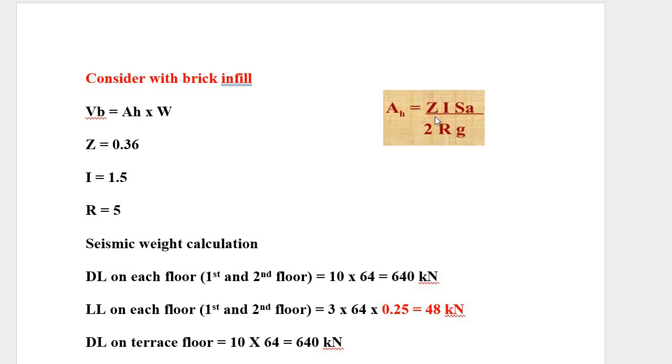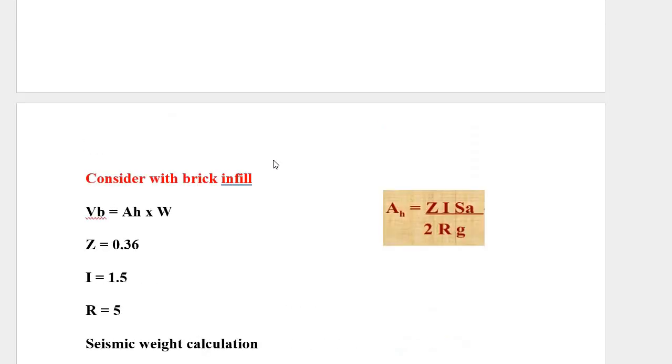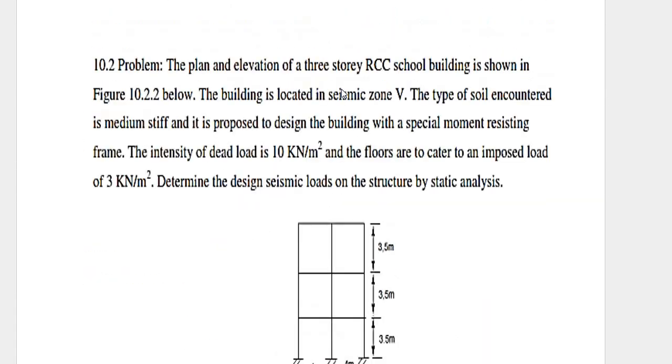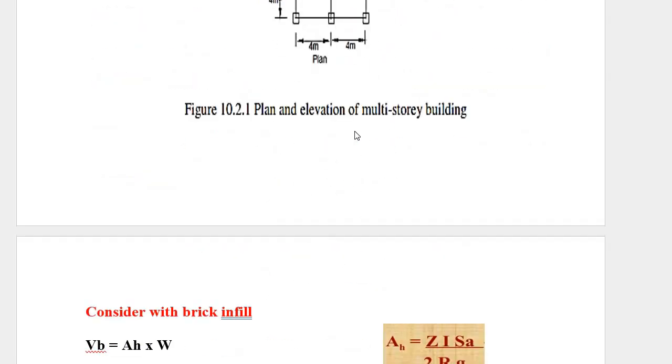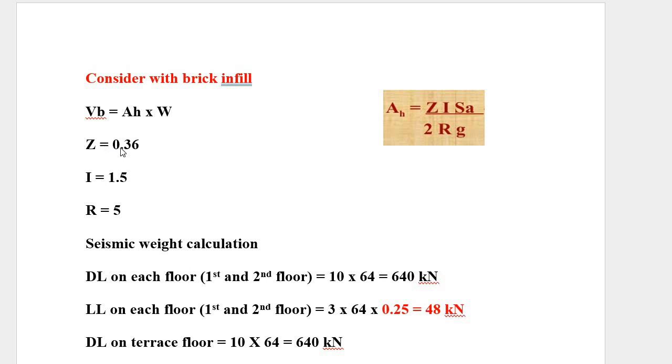So in this AH, Z is a zone factor. Zone factor value, 0.36. How did I get this? You should go back to the problem and check about the seismic zone. They have mentioned it as, building lies in zone 5. So according to that, I can decide this zone factor value Z. I will show you the code book.